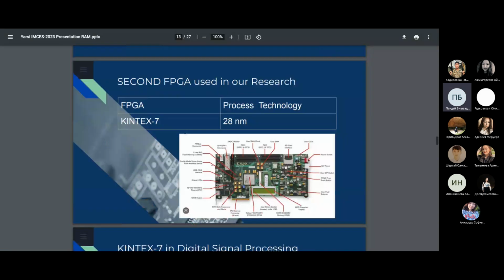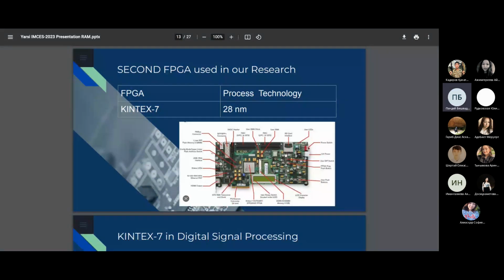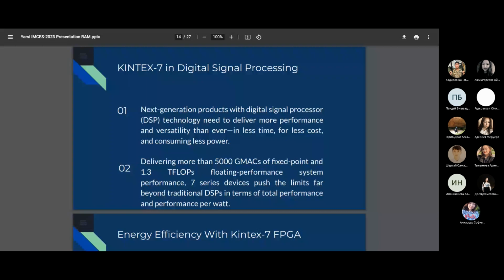Second FPGA used in our research: Kintex 7, process technology 28 nanometers. Kintex 7 in digital signal processing.